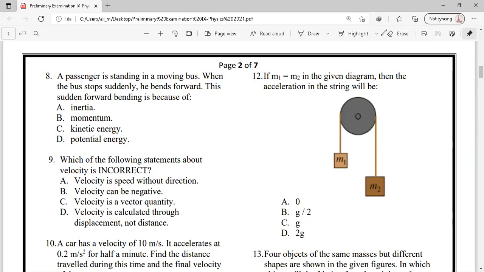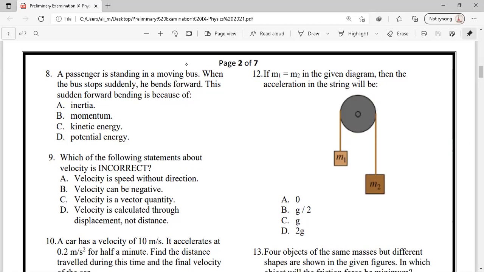A passenger is standing in a moving bus, and when the bus stops suddenly, he bends forward. This sudden forward bending is due to which phenomenon? As we have studied, whenever a vehicle starts suddenly, stops suddenly, or takes a sharp turn suddenly, the person sitting in that bus feels a jerk in the opposite direction. So this phenomenon is due to the inertia of the body that resists the change in the state of that passenger. So the correct answer is option A.